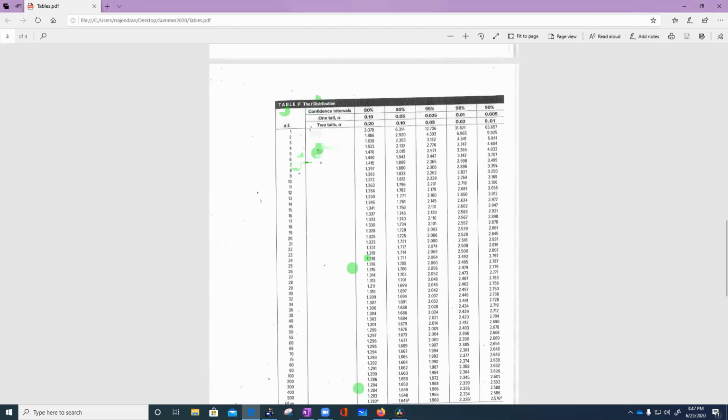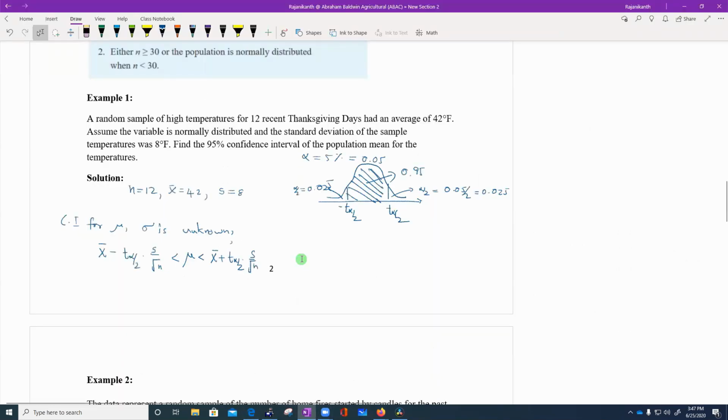Remember, we need to know first the degrees of freedom, right? What is the degrees of freedom for this problem? Degrees of freedom is given by n minus 1, sample size subtract 1. The sample size n was 12 for this problem, therefore 12 minus 1, which is 11. So the degrees of freedom for this problem is 11.